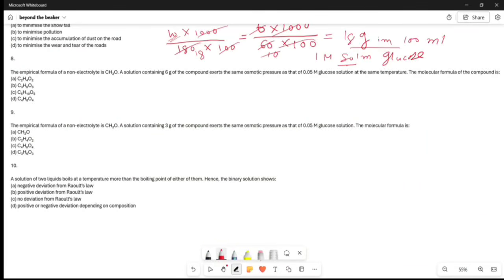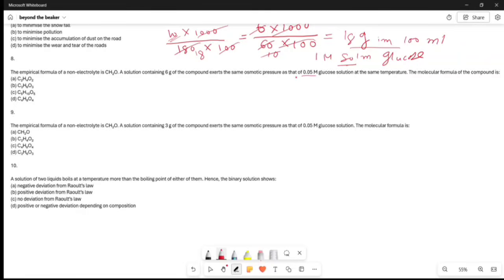Number 8. First you have to read the question number 8. Chemical formula of a non-electrolyte is CH2O. A solution containing 6 gram of the compound exerts the same osmotic pressure as that of 0.05 molar glucose solution at the same temperature. So we have to calculate the molecular formula. They give an empirical formula. Now if you know the empirical formula, multiplied by n, you can get the molecular formula.